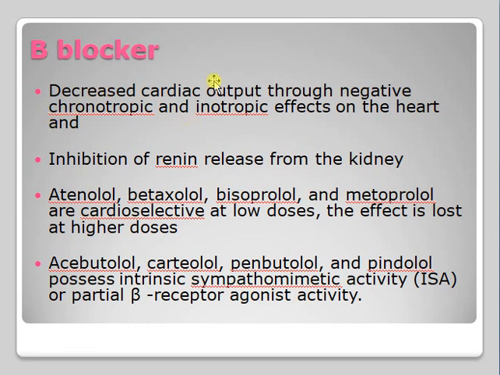They show their mechanism by blocking these beta receptors, and due to that there will be negative chronotropic and negative inotropic effects on the heart.